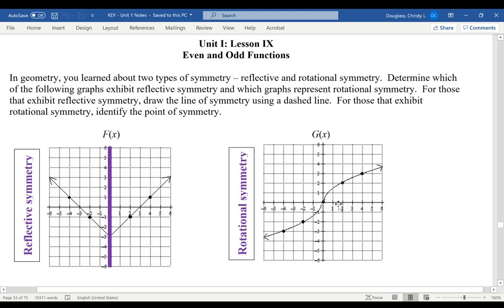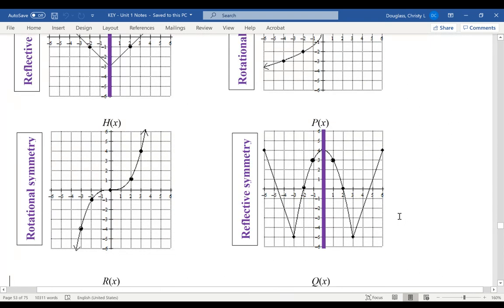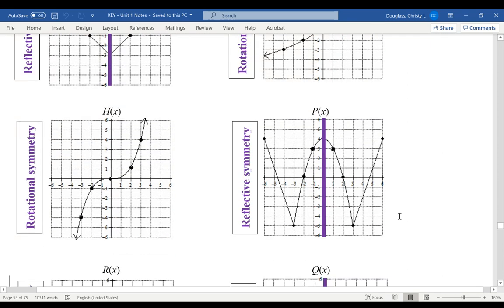Rotational symmetry is when you can rotate your graph 180 degrees and it looks exactly the same. And you can rotate about any point. What's interesting about g of x is it rotates about the origin, but sometimes your point of rotation is different than the origin. The graph of h of x also has rotational symmetry. If you were to turn this graph upside down, it would look exactly the same.